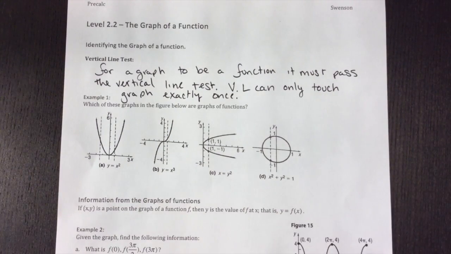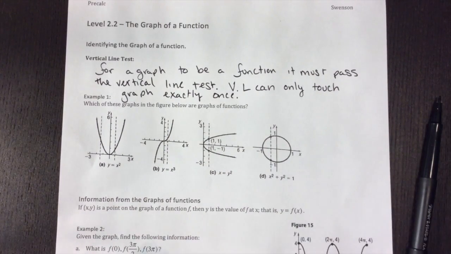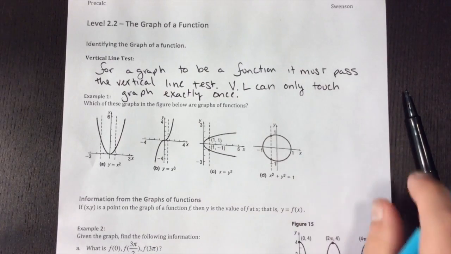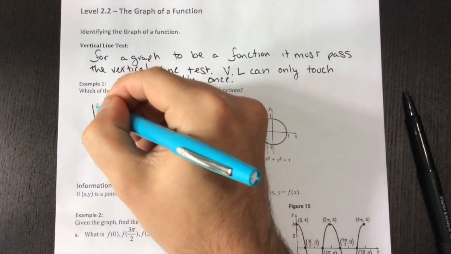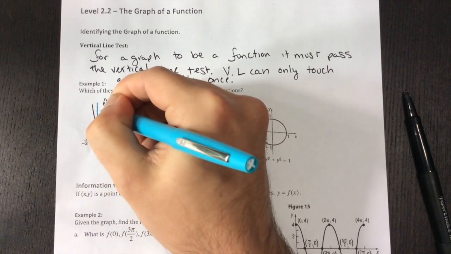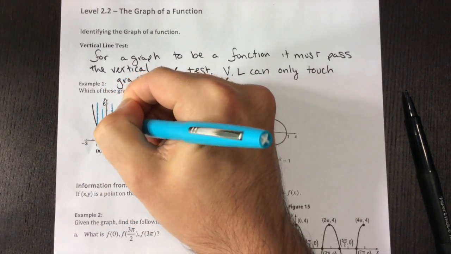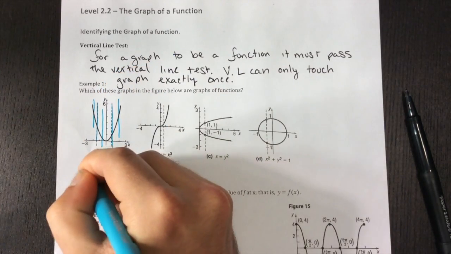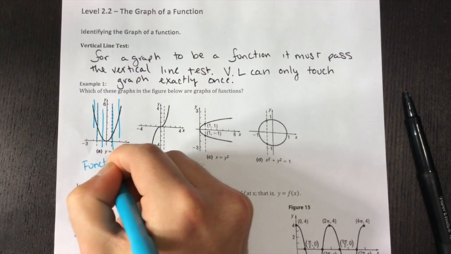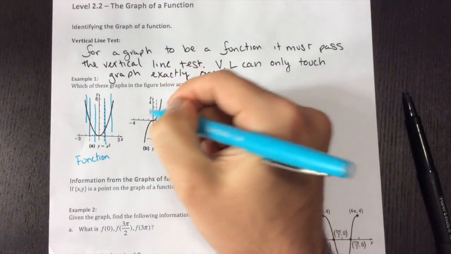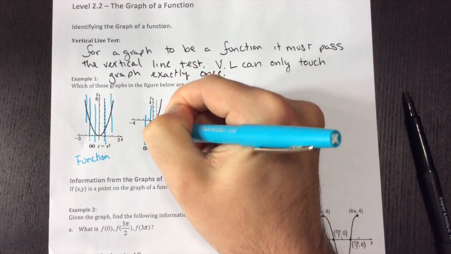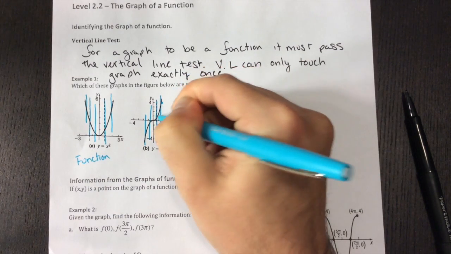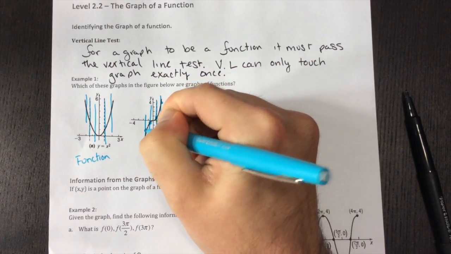So just as a quick start, we'll look at these first couple. It says, which of these graphs in the figure below are graphs of a function? So we look at A, and no matter where we draw a vertical line, it only hits our graph in exactly one spot. So this is a function. We look at B, same thing. No matter where we draw our vertical line, it's always going to touch our graph in exactly one spot, which means it's a function.